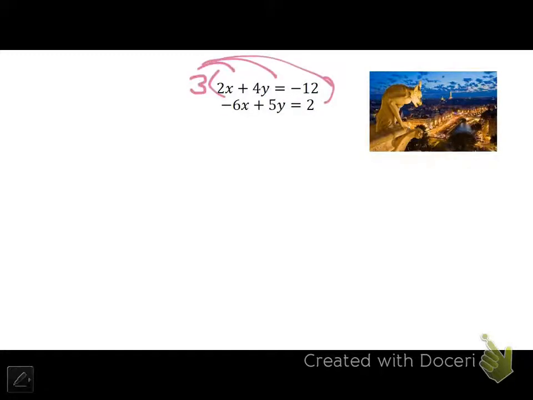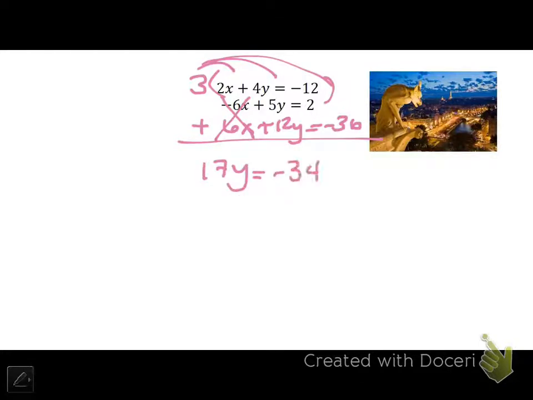So then I would get 6x plus 12y is equal to negative 36. So let's add down. Our x's should cancel. 5y plus 12y is 17y. 2 plus negative 36 is negative 34. Divide both sides by 17. Y should equal negative 2.